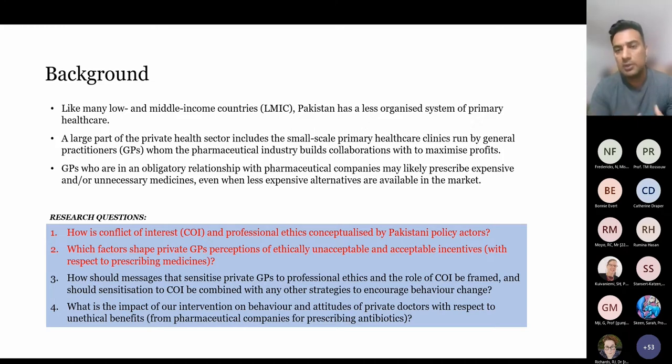And also, I think pharmaceutical incentivization has important implications for antimicrobial resistance as well. Because to achieve pharmaceutical targets, GPs may prescribe antibiotics to patients with common self-resolving ailments like cold and flu. So because pharmaceutical marketing through financial incentivization of GPs is a poorly studied health system problem in Pakistan, we are in the process of conducting a multi-phased study to investigate this problem.